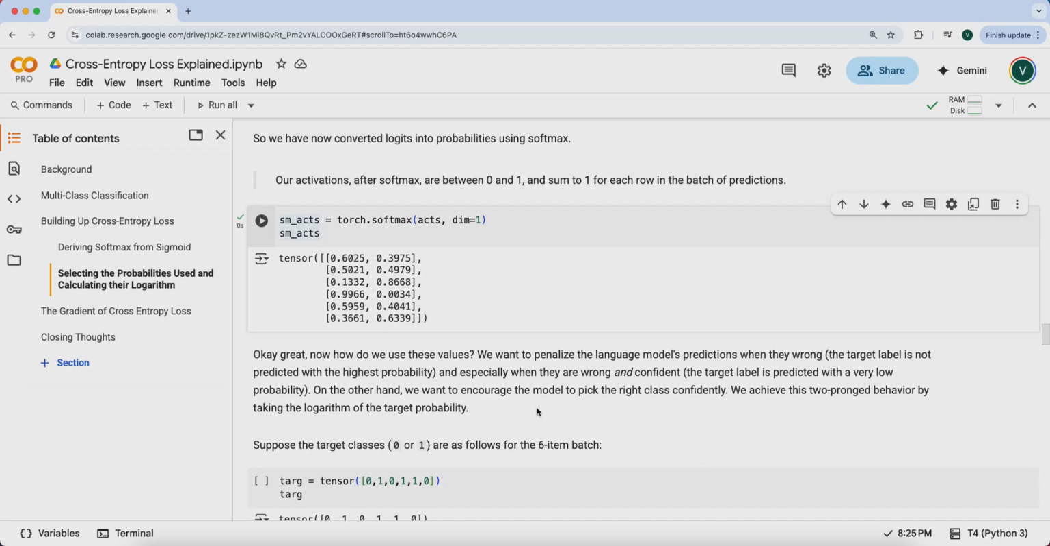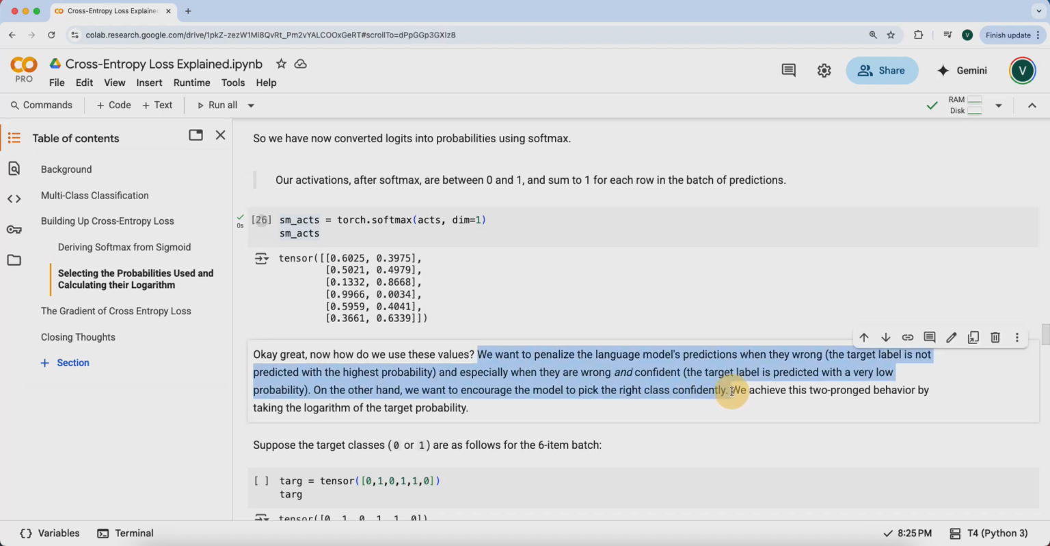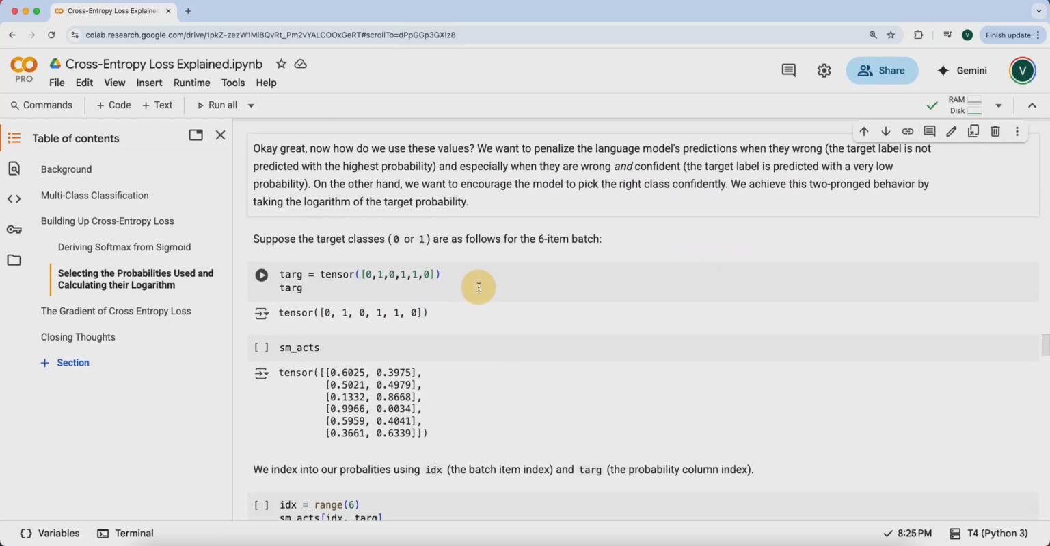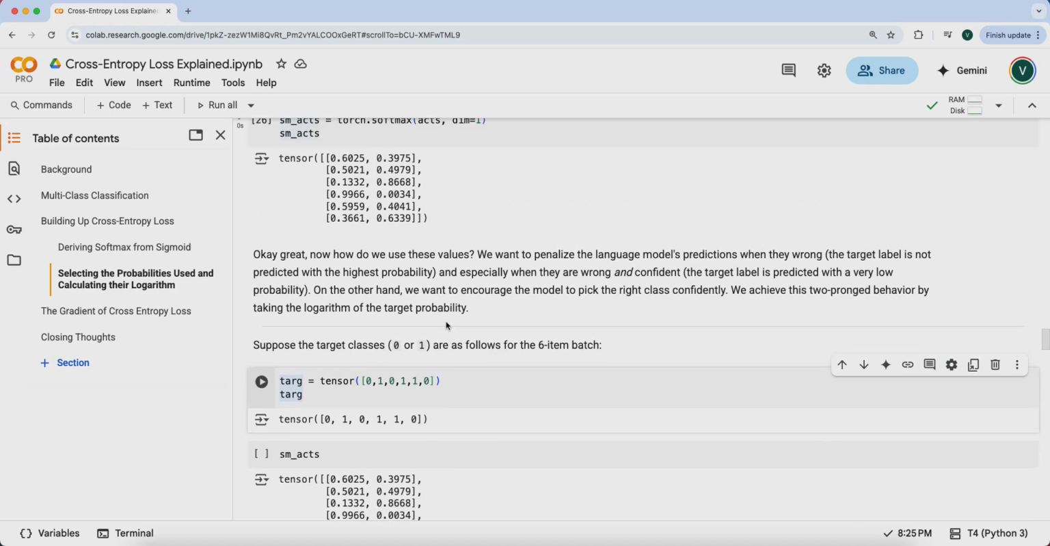On the other hand, we want to encourage the model to pick the right class confidently. So we want it to give the largest probability to the target label, and we want to increase that probability as high as we can, so it's very confidently predicting that. We achieve this two-pronged behavior by taking the logarithm of the target probability, because the logarithm, as we're going to see, has the same behavior about penalizing wrong predictions, and especially wrong and confident predictions, and incentivizing confident right predictions.